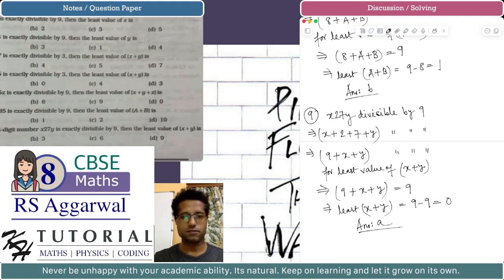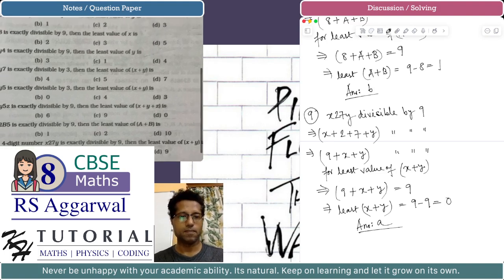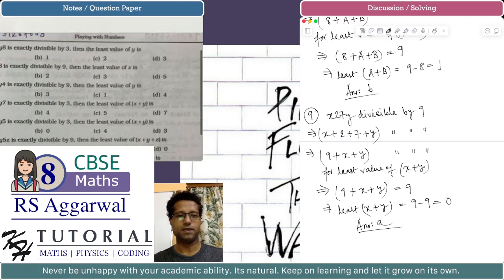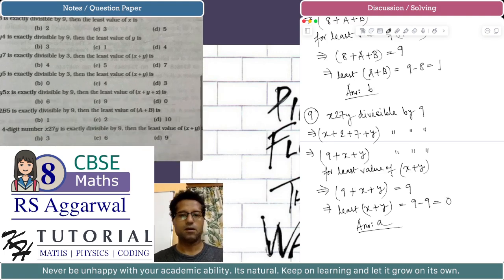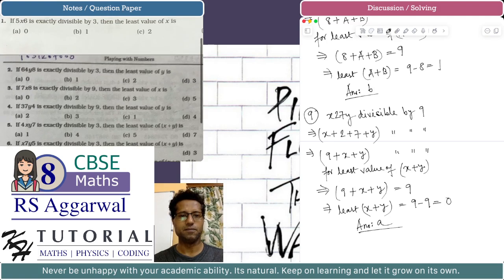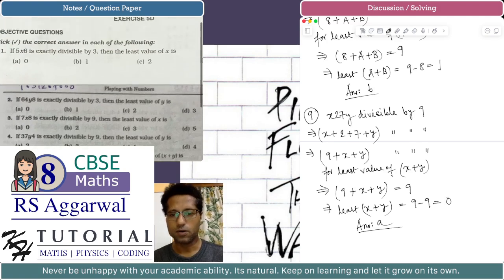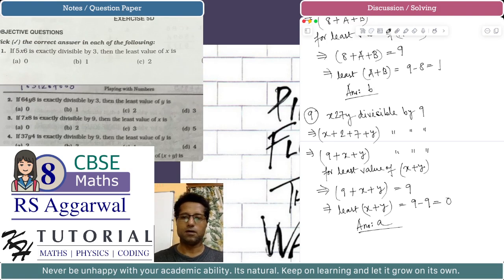So all the questions were pretty straightforward and based on the divisibility by 3 and 9, and so this was pretty simple. Anyway, I hope solving these problems will give you good practice of applying the concept of divisibility by numbers to solve these kinds of problems, that is, to find the missing digits in a given number.